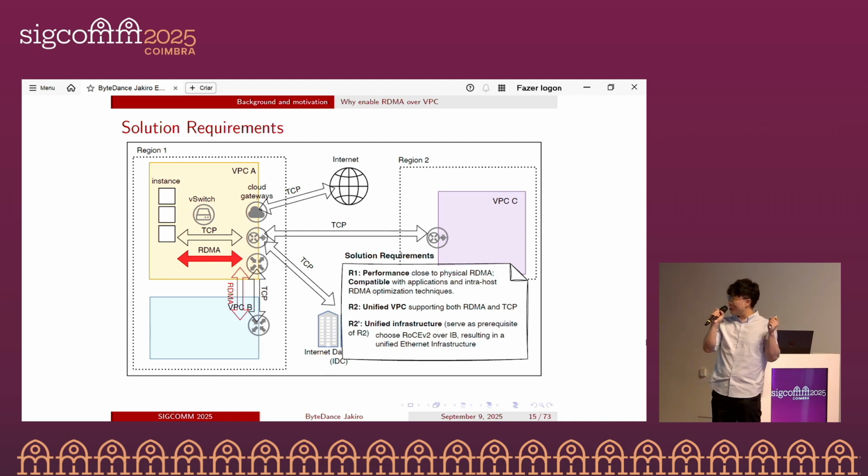For requirement number two, we want a unified VPC supporting both RDMA and TCP, rather than two separate overlays that each support one of them. So we want a unified infrastructure, which serves as a prerequisite of R2. So we choose RoCEv2 over InfiniBand, resulting in a unified Ethernet infrastructure.